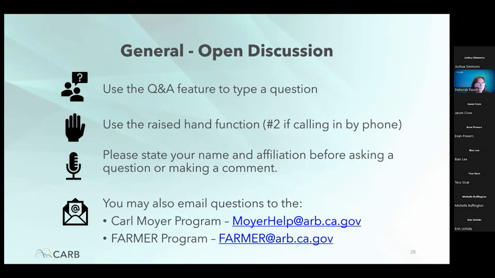Next question is from Tony Vargas. The city of Oakland is considering an electric forklift and a corresponding off-grid charger, such as an EV ARC charger for this Carl Moyer grant. Can both projects be combined into one application?